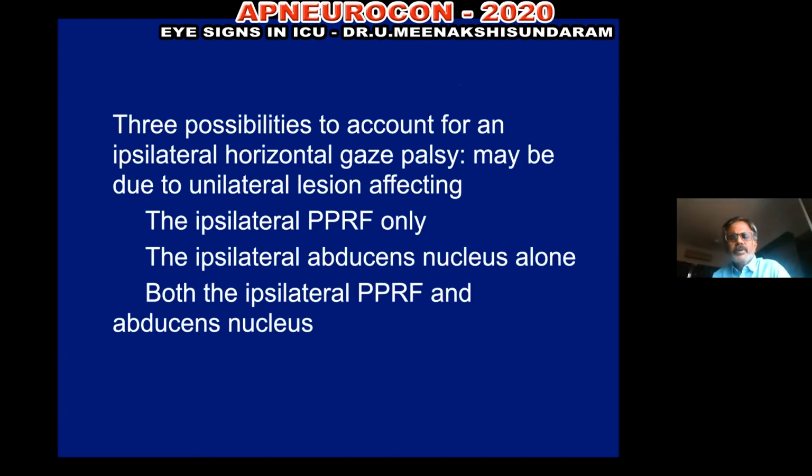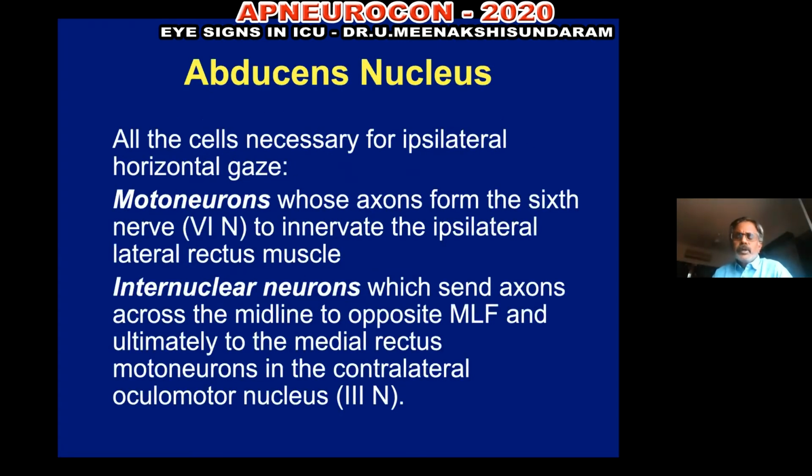But we must know there are three possibilities to account for an ipsilateral horizontal gaze palsy, which could be the ipsilateral PPRF, ipsilateral abducent nucleus alone, or both of them getting affected. So the localization value is a little different. You must know about the abducent nucleus because it's something that's often overlooked. The abducent nucleus doesn't contain only the motor neurons for the sixth nerve.